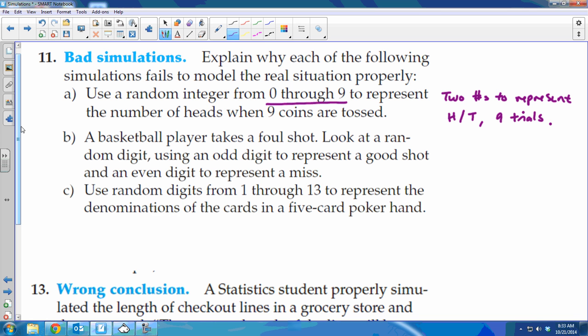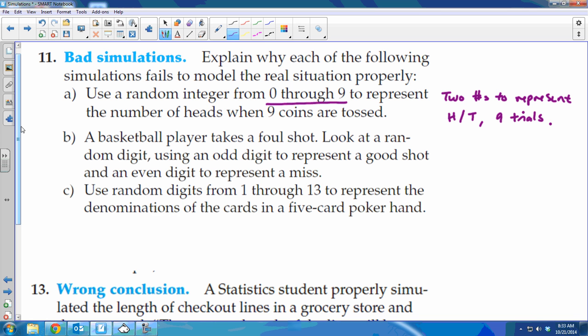On B, a basketball player takes a foul shot. Look at a random digit using an odd digit to represent a good shot and an even digit to represent a miss. What is the assumption here if they're saying odd is a good shot and even's a miss? That's assuming that the basketball player has a 50-50 shot of getting the foul shot, right? Do most basketball players have a 50-50 shot?